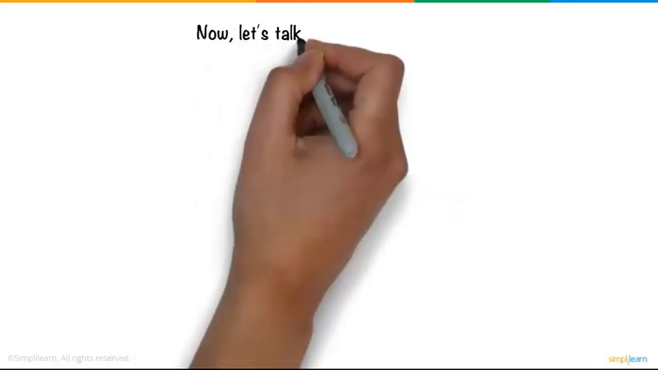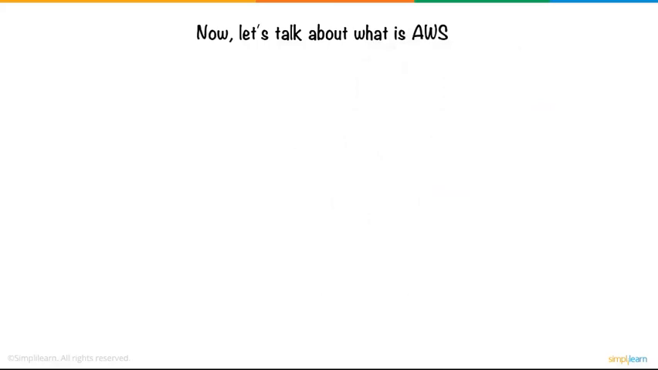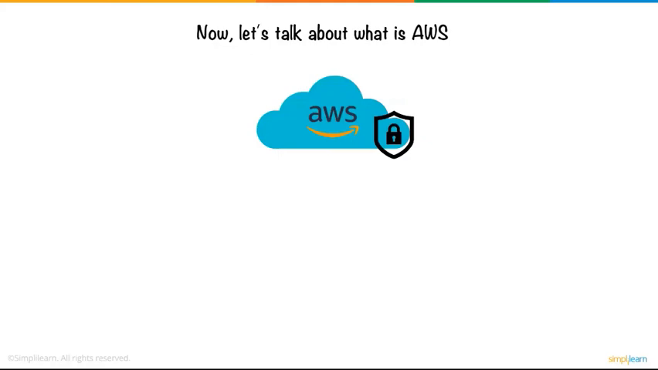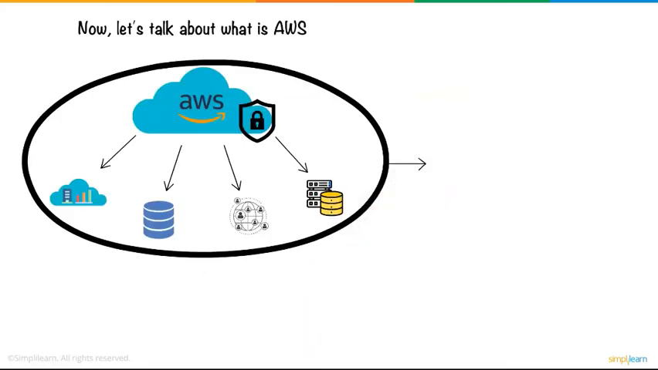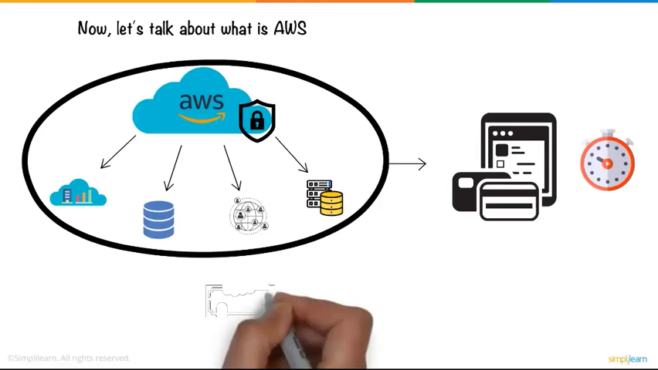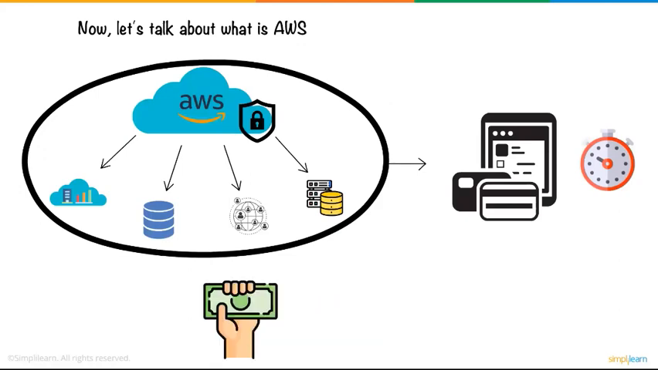Now, let's talk about what is AWS. AWS, or Amazon Web Service, is a secure cloud computing platform that provides computing power, database, networking, content storage, and much more. The platform also works with a pay-as-you-go pricing model, which means you only pay for how much of the services offered by AWS you use.